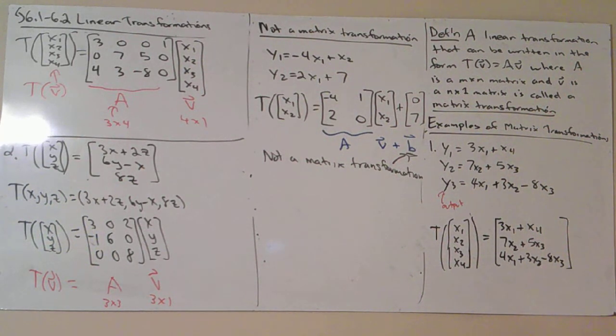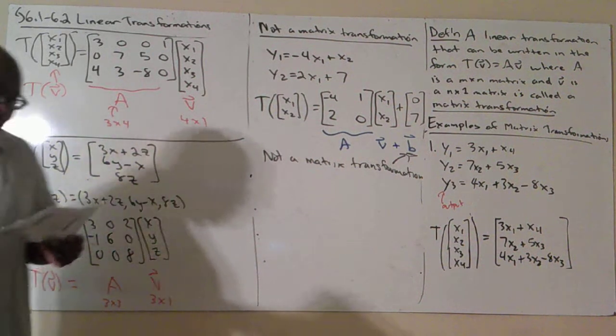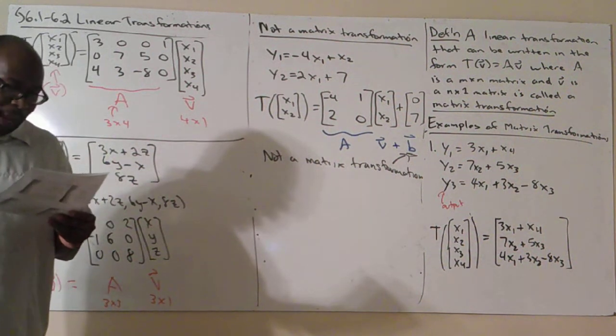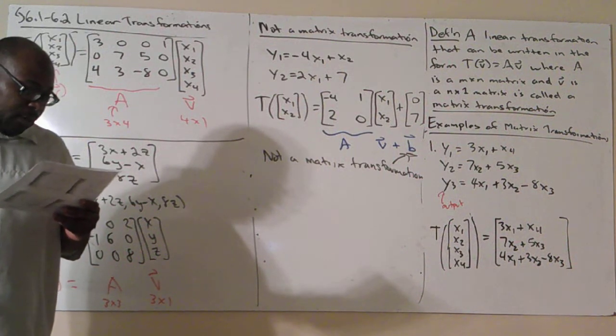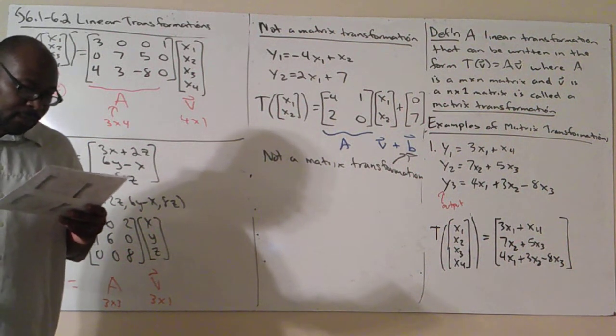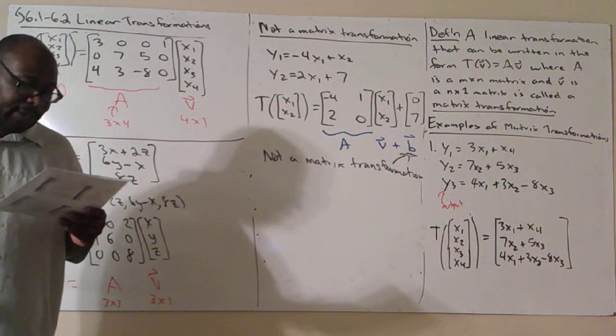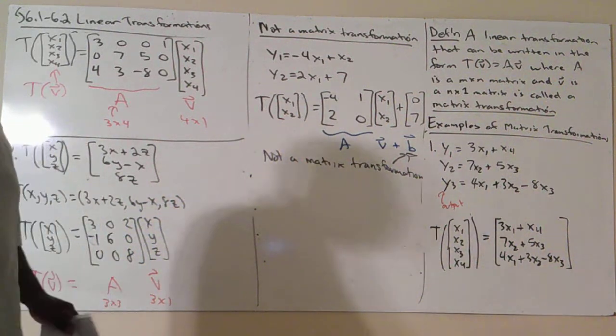Now, usually I talk about a lot of other things, but let's just wrap it up a little bit early. We're going to talk about just kernel and range of a matrix transformation, and we're going to stop there. So let's talk about what a kernel is.